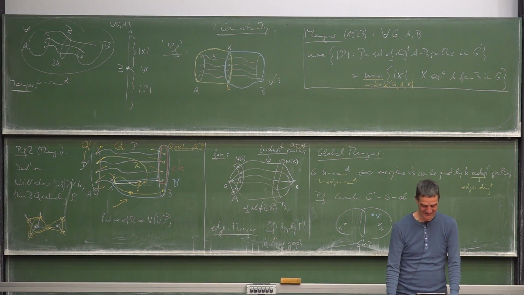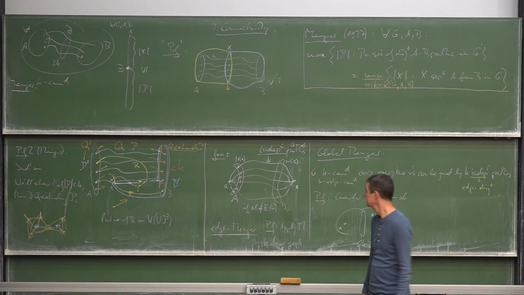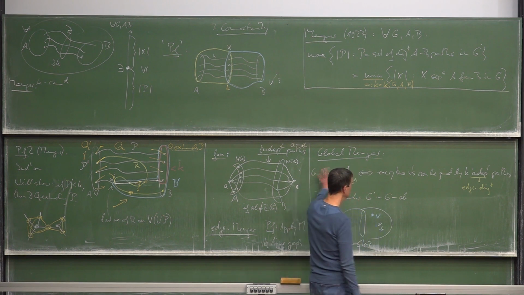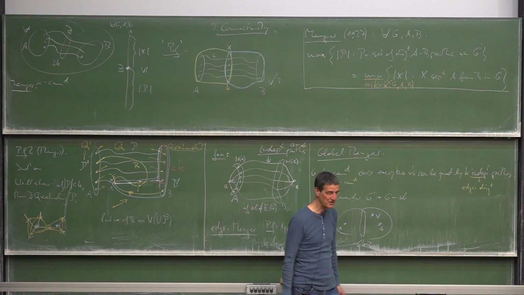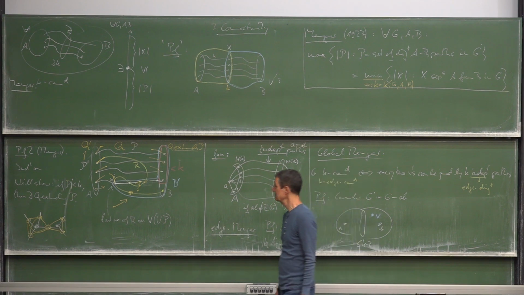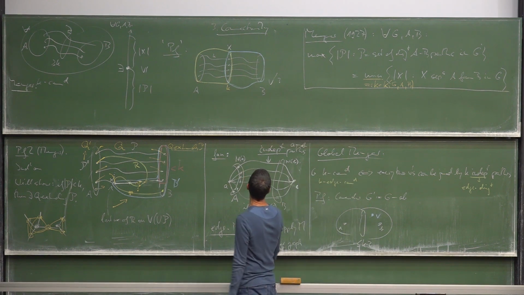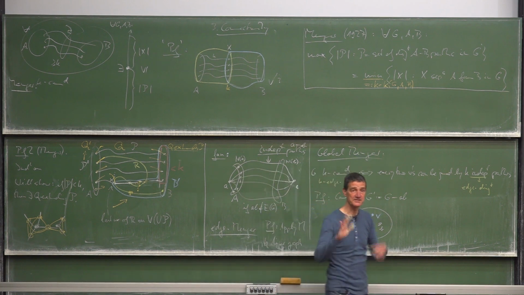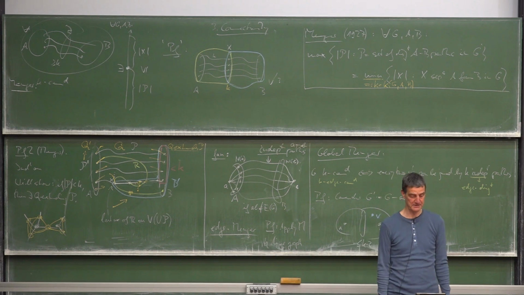Okay, so that's it for Menger's theorem. Remember this global version as well as the original version up there, and all the others somehow follow easily from these. Questions about connectivity?